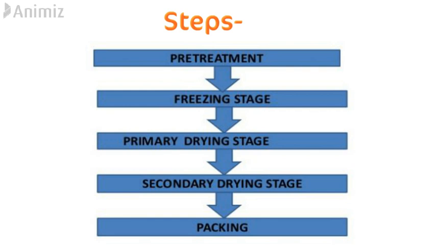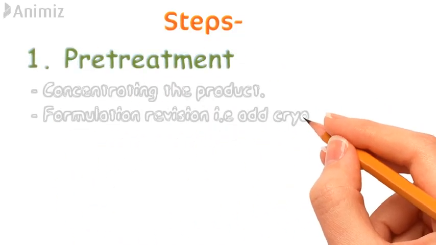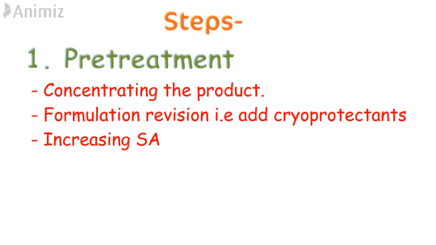Coming to the various steps involved in the lyophilization process, which are pre-treatment, freezing stage, primary drying stage, secondary drying stage and packing. Now let's discuss each step in detail. The first step is pre-treatment, in which we concentrate the product so that a minimum amount of solvent is present from the beginning. We add cryoprotectants because on freezing, icy crystals are formed which can damage the product, and we increase the surface area.